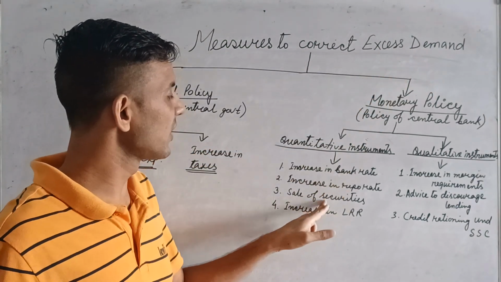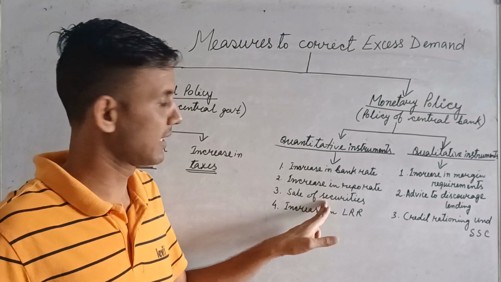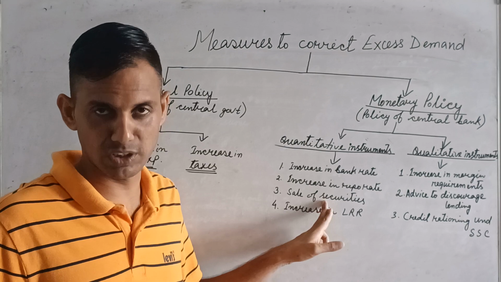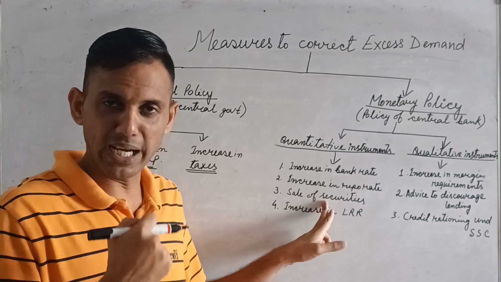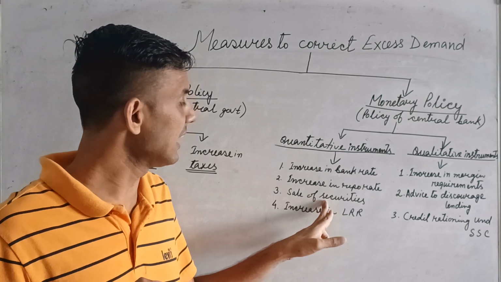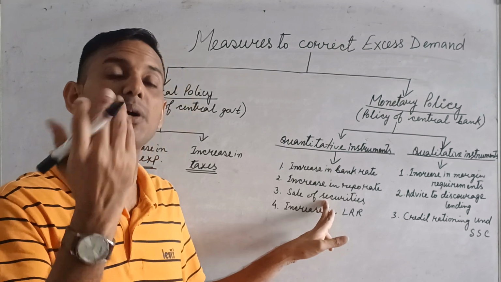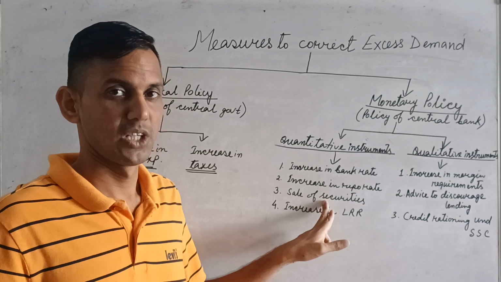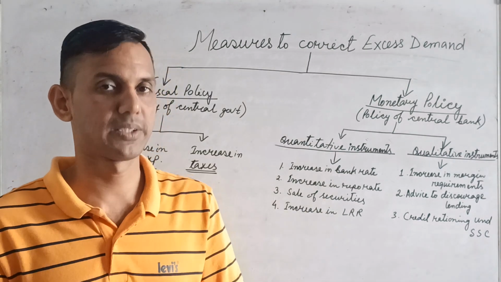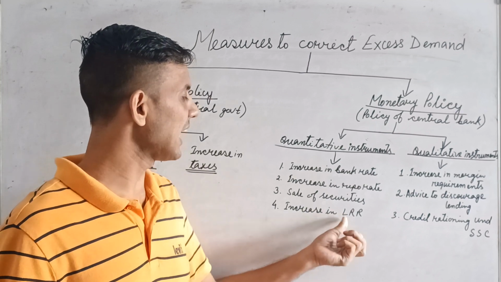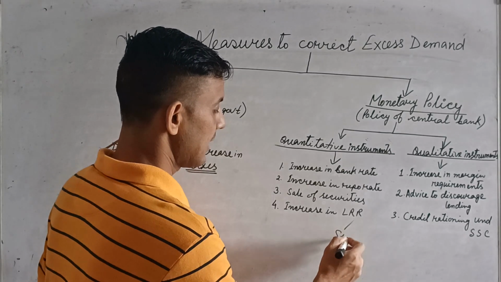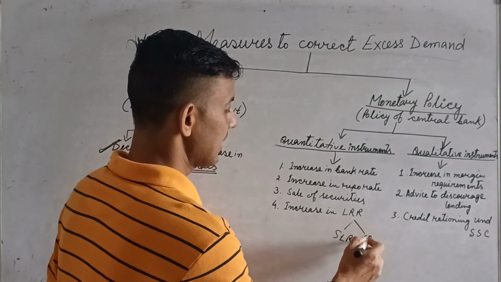Sale of securities. When there is excess demand, then central bank will sell their securities to the commercial bank. Commercial bank has to buy these securities with cash. So indirectly, central bank is going to withdraw the cash from the commercial bank, so that commercial bank is not able to give more loan to the public. Increase in SLR and CRR. So there are two parts you already know, SLR and CRR, same thing.